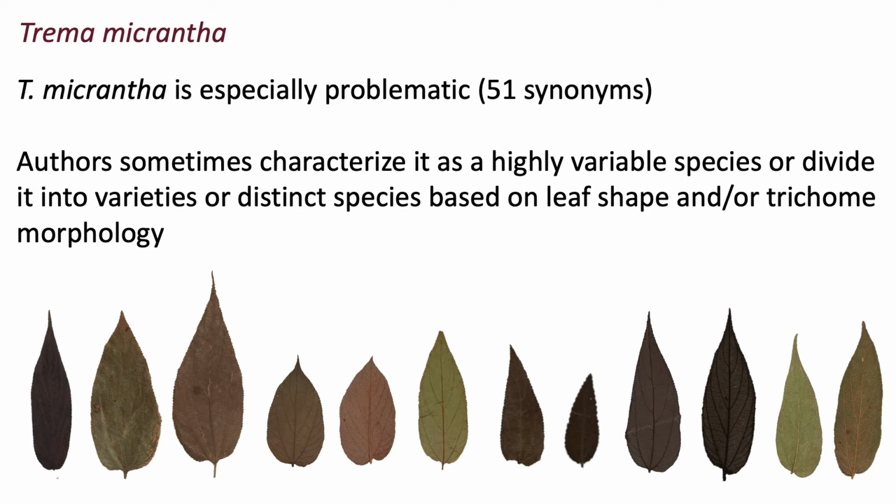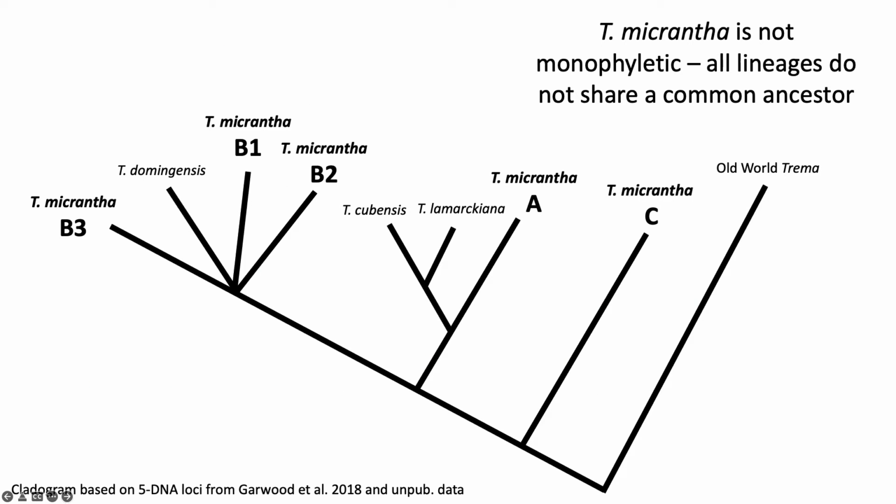So as I mentioned, this group is especially problematic, and of those 66 synonyms that I mentioned previously, 51 of those are concentrated in Trema micrantha. So authors sometimes characterize this as a highly variable species, or sometimes they might divide it into different varieties or distinct species, often based on leaf shape and trichome morphology. And trichome just means hairs. So there's hairs on the abaxial surface of the leaf that are often important for differentiating this group. The flowers are pretty uniform, so that's often not used to distinguish species.